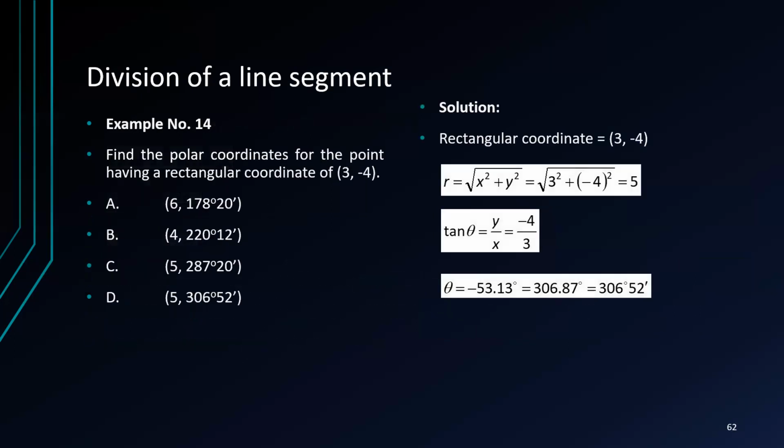Sample number 14. Find the polar coordinates for the point having a rectangular coordinate of 3, negative 4. So, ayan, rectangular coordinates, 3, negative 4. What is r? r is equal to the square root of x squared plus y squared. It's equal to the square root of 3 squared plus negative 4 squared, or 5. Tangent theta is y over x, is negative 4 over 3. So, that is theta is negative 53.13 degrees or 306.87 degrees, o 306 degrees, 52 minutes. Mag-add ka ng 360, makukuha mo to. So, r theta, r ang makukuha mo is 5. Then, ito na, 306.87. Letter D.